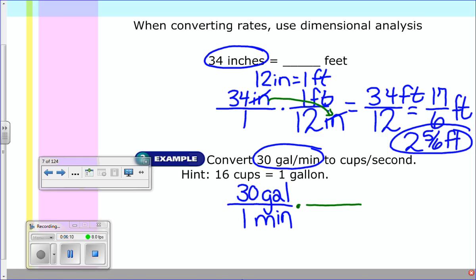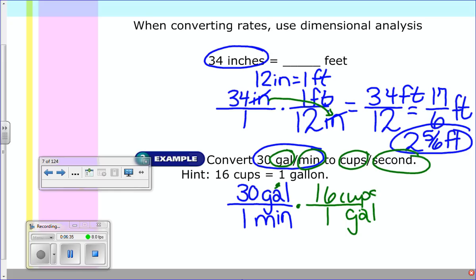Now we need to write the next one. All right, we know we have to go from gallons to cups, and we also have to convert from minutes to seconds. So we have a few things going on. First, I'm going to get to the gallons to cups. So I have that hint here. There are 16 cups in a gallon. Because gallons are on top here, this time they're going to be on bottom, so they cross out. So 1 gallon is the same as 16 cups. So now I can cross out those ones I have in common.